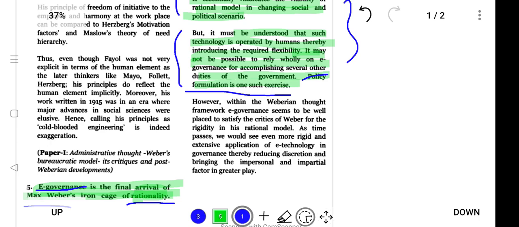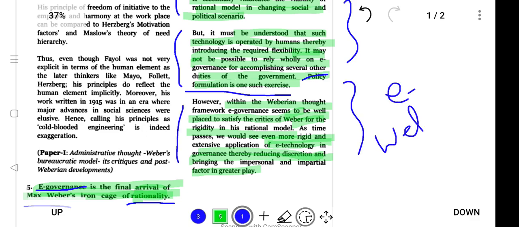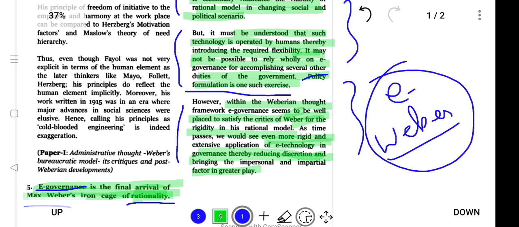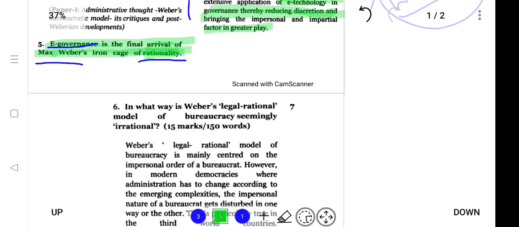However, within the Weberian thought framework, governance seems to be well placed to satisfy the critics of Weber for the rigidity in his rational model. As time passes, we will see even more rigid and extensive application of e-technology in governance, thereby reducing discretion and bringing the impersonal and impartial factor into greater play. So this question explains how e-governance completes Weber's theory. We need to explain this for 20 marks.